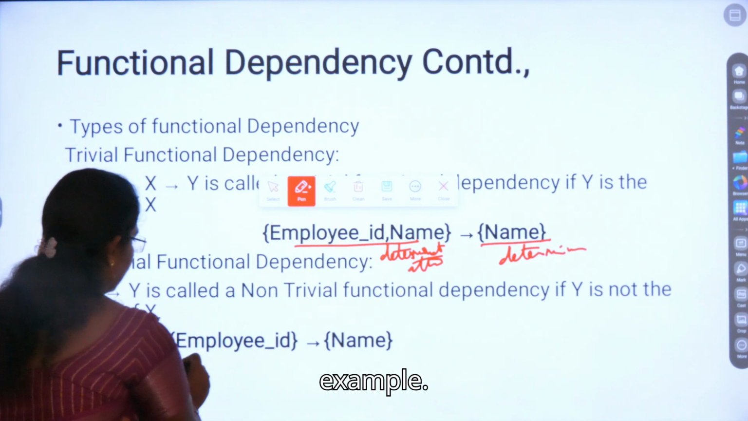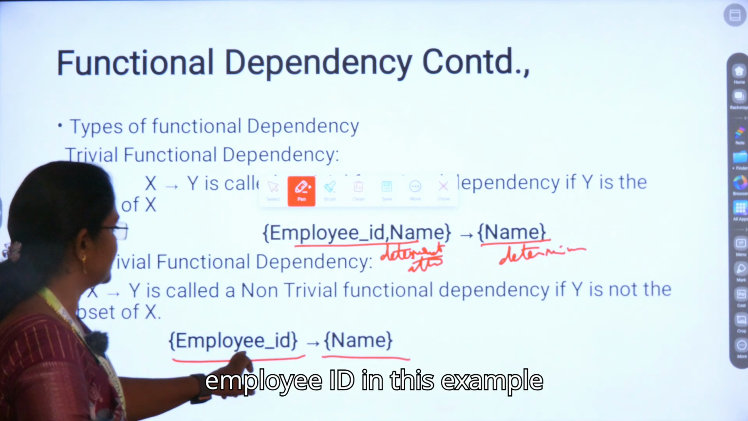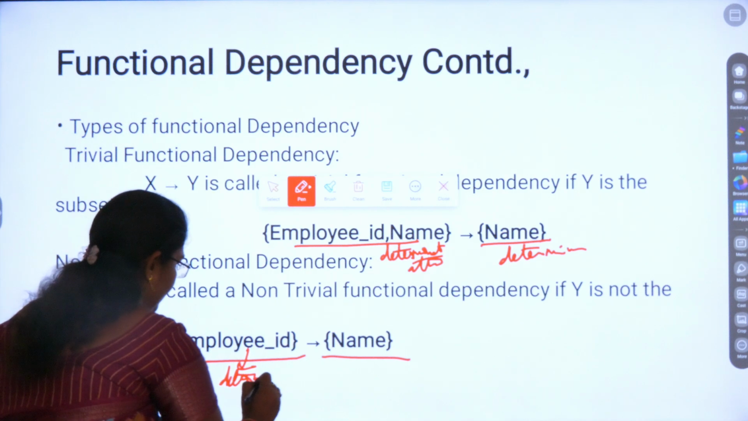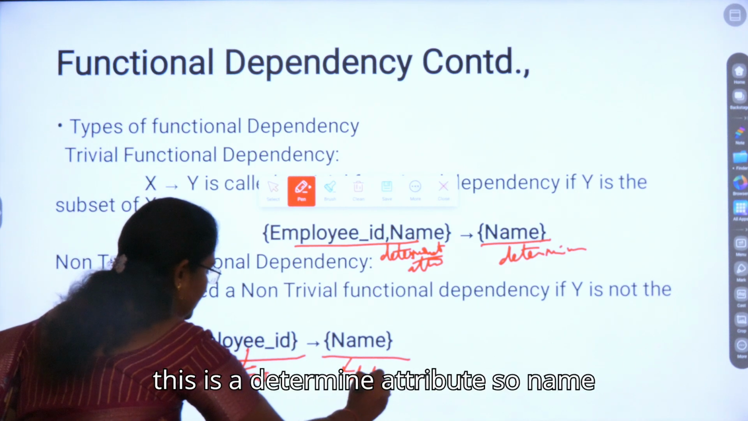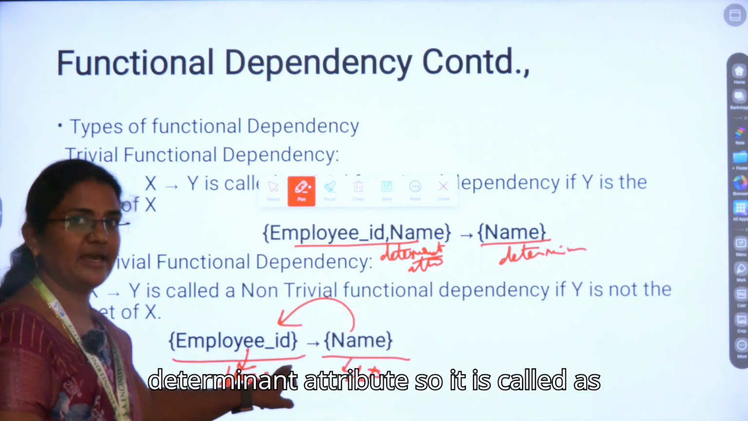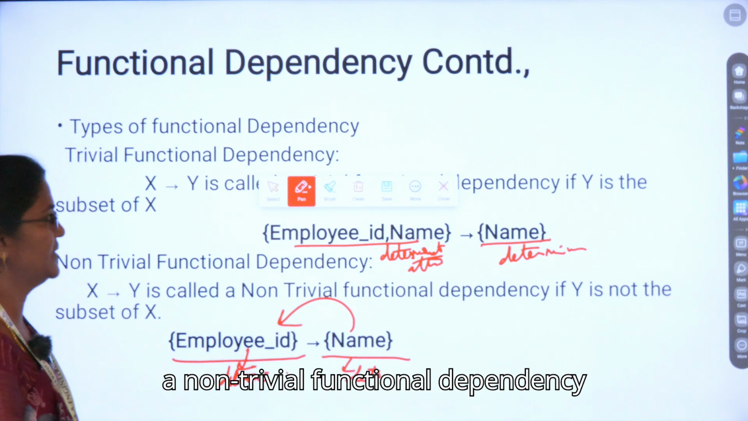In this example, employee ID is a determinant. This is the determined attribute. So name is not present in the determinant attribute. So it is called a non-trivial functional dependency.